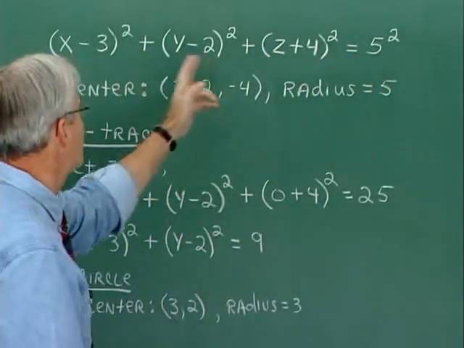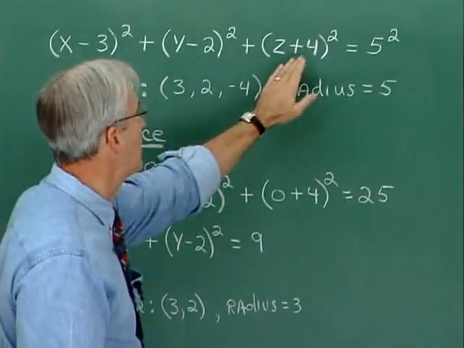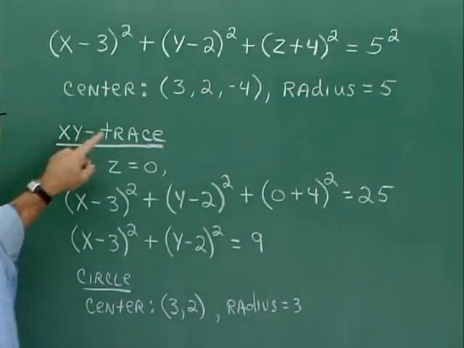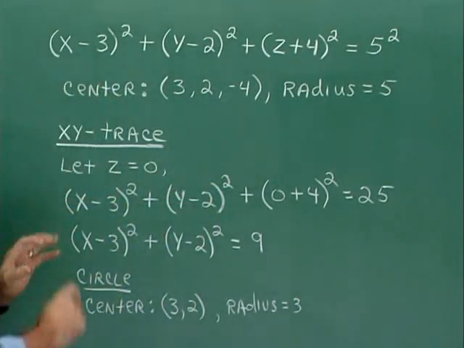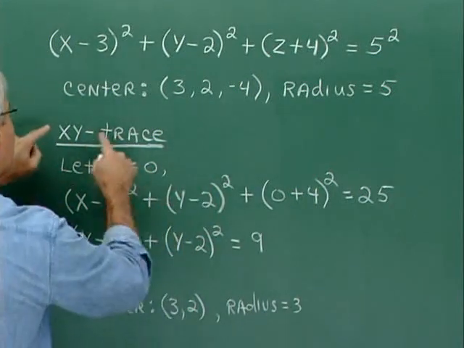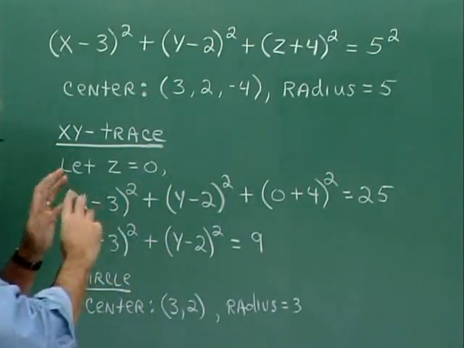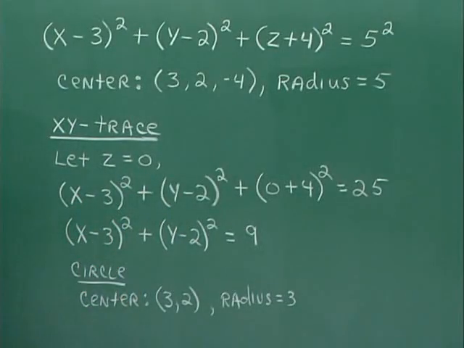Now, this sphere has a center at 3, 2, negative 4 identified here, and a radius of 5. And we want the xy trace. Now, that's the trace, the intersection then of the sphere with the xy plane. That's what the xy trace is. And it's going to form a circle. So what's going to emerge here will be the equation for a circle for that xy trace.